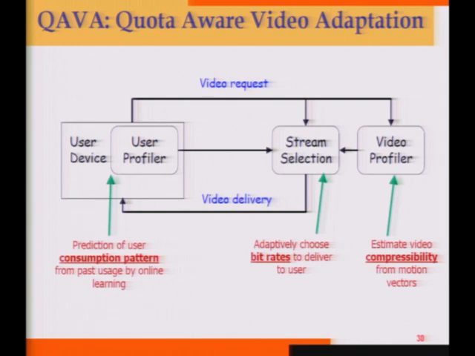The idea is that depending on how much quota is left to the user, you would want to select a video which has the least distortion. So you want to choose the bitrate of the video that has much less distortion, while still trying to stay within his budget.